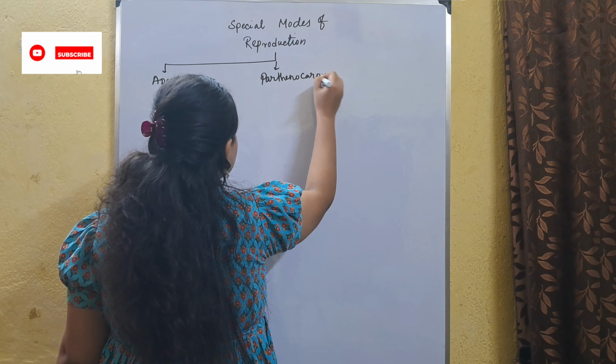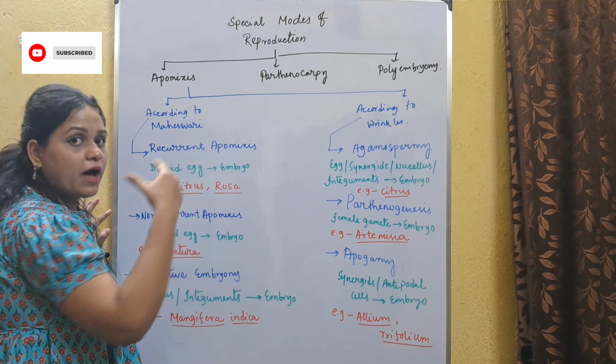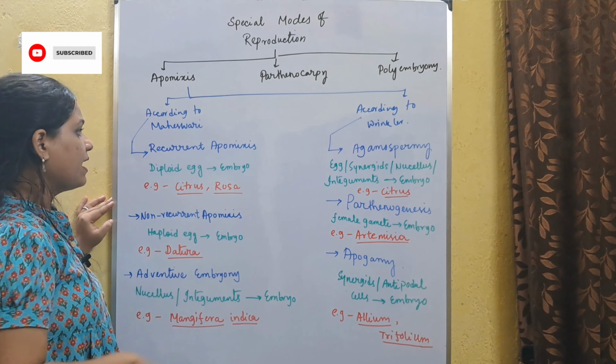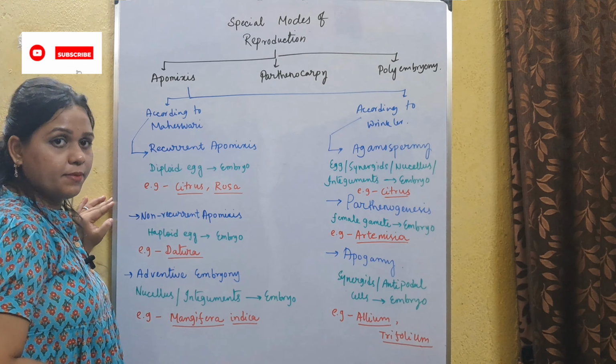According to Maheshwari, apomixis is of three types: recurrent apomixis, non-recurrent apomixis, and adventive embryony. In recurrent apomixis, the diploid egg cell forms the embryo. Why the name recurrent? Because the embryo is viable. Citrus and Rosa plants show this kind of apomixis.